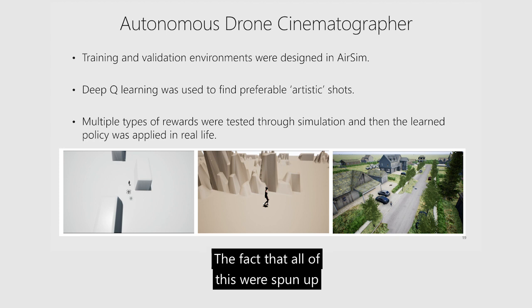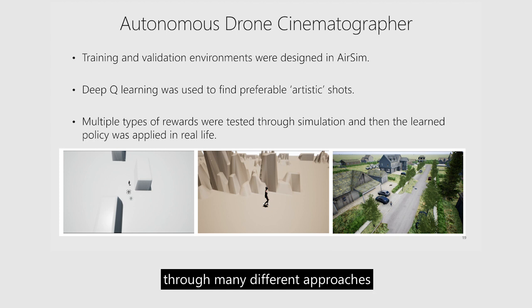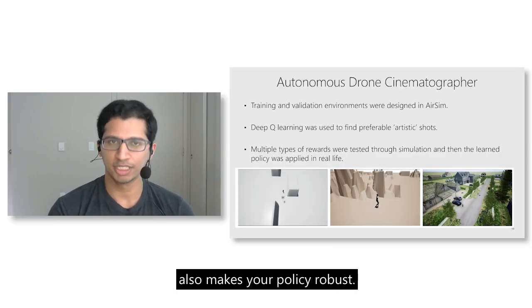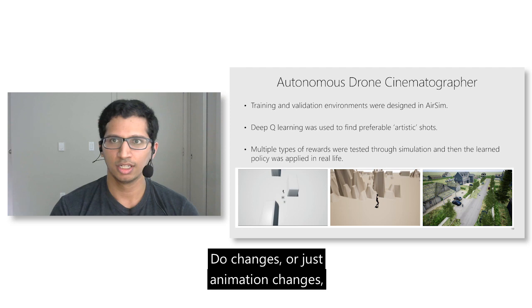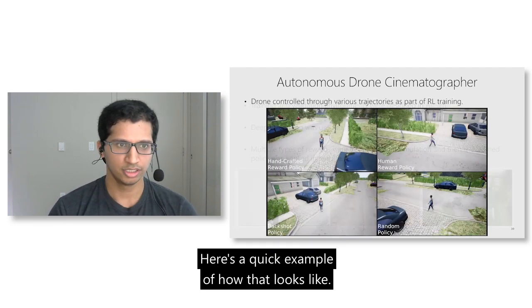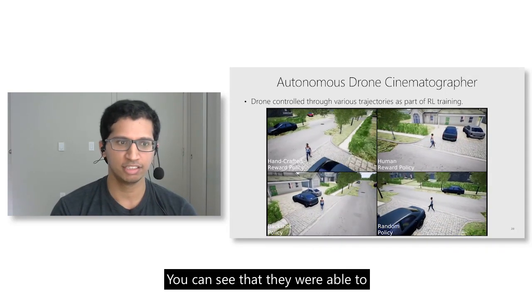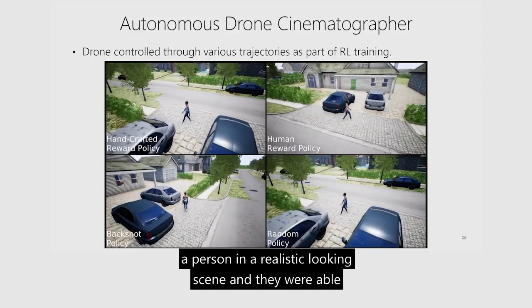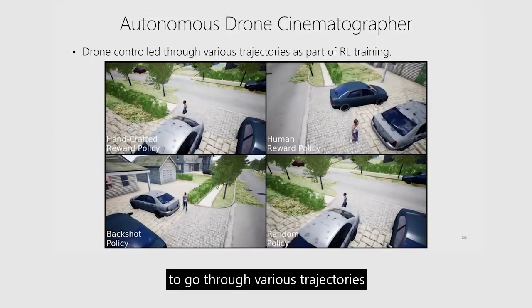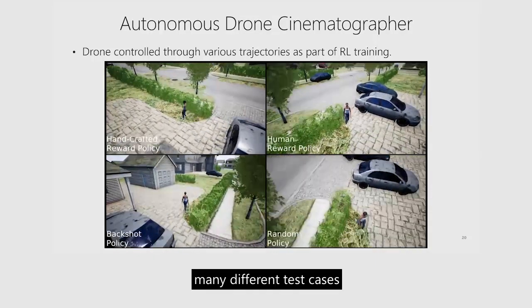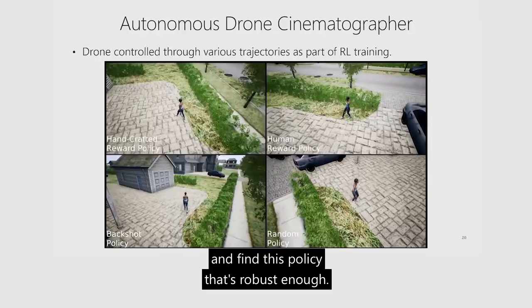So the fact that all of this was spun up in simulation makes it really easy to run through many different kinds of approaches and then pick the best working one. And the fact that they have different environments also makes your policy robust to animation changes or just changes in the environment and obstacles and things like that. So here's a quick example of how that looks. You can see that they were able to simulate movement of, for example, a person in a realistic looking scene, and they were able to go through various kinds of trajectories that are part of the RL training. So this lets us prototype many different test cases and find a policy that's robust enough.